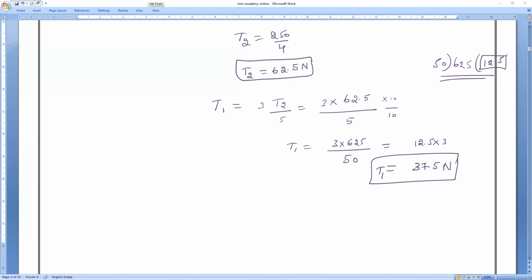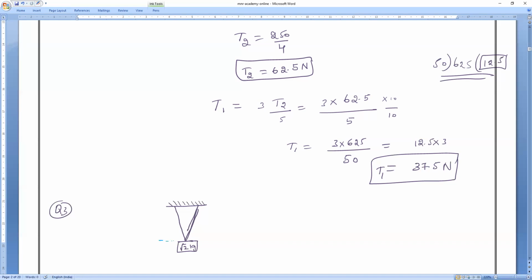Next question. Find the tension in both the strings. The strings are attached in such a way that you can see. So this is the arrangement and a mass is attached here. Let me take the mass as root 2 kg. How much kg? Root 2 kg, all of you.